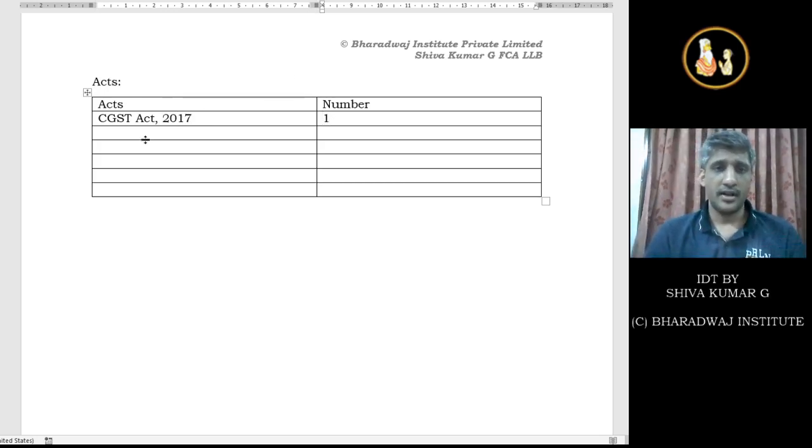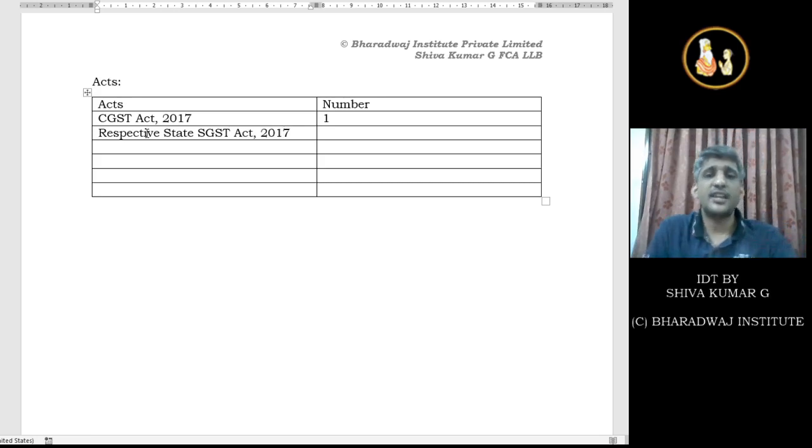Next, we have the SGST Act, or rather the respective state SGST Act 2017. Tamil Nadu will have one act, Kerala will have one act, Karnataka will have one act, and so on. How many acts are there? 28. Earlier, with Jammu and Kashmir, we had 29. Now it is 28, respective state SGST.